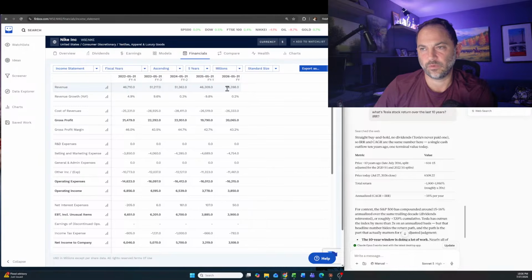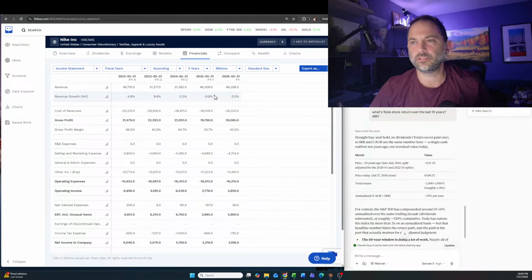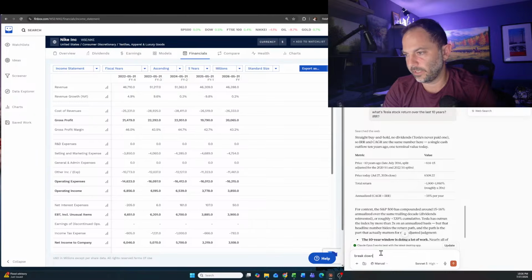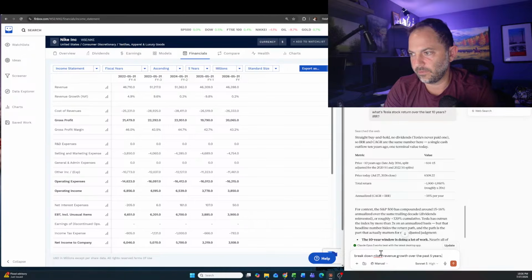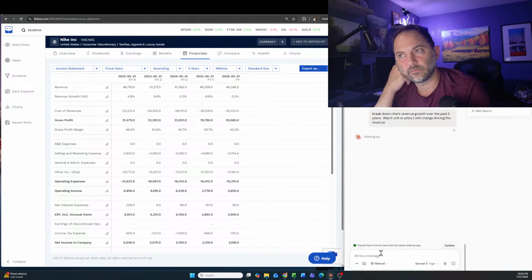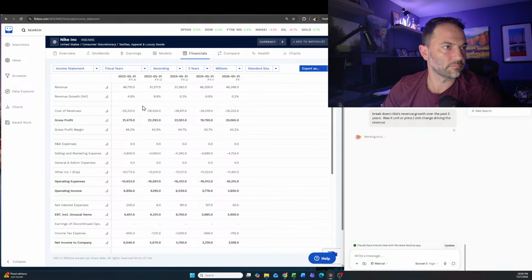Interestingly, though, revenue itself isn't really down. I bet you a lot of this is price increase. Let's see. Break down Nike's revenue growth over the past 5 years. Was it unit or price per unit change driving the revenue? I would guess it's the price of the shoe. But let's see what the good old Claude has to say.